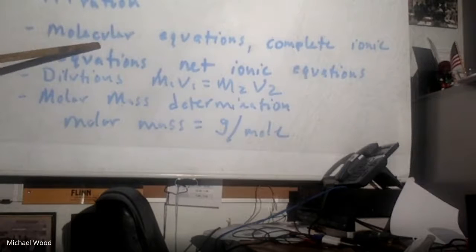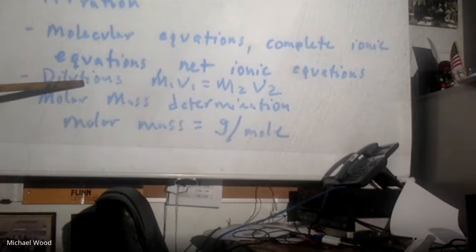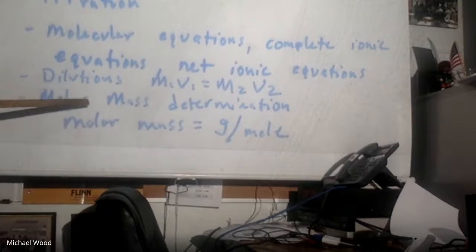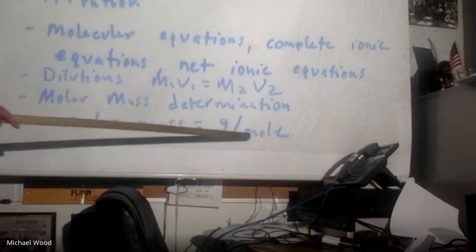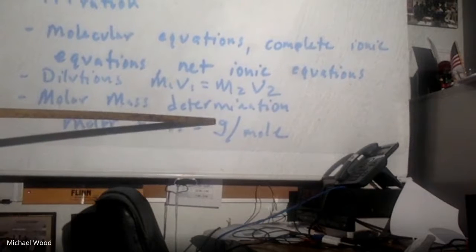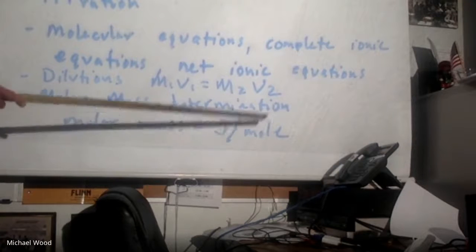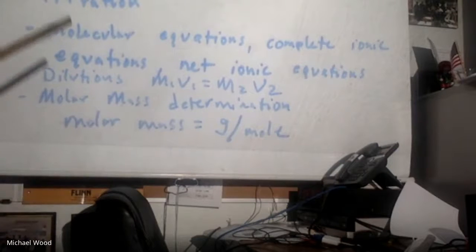And then molecular equation, complete ionic, net ionic, that is on the test. Dilutions, and then determining the molar mass. And I was thinking determining the molar mass, it's grams over moles. So it's kind of a plug and chug problem where you're given the grams, and then you determine moles, and then you just plug and chug into a little equation. So those are the topics on the test.